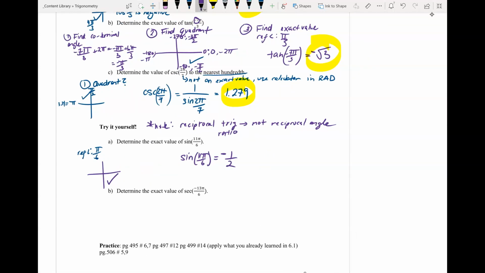You also probably want to find the coterminal angle. And we're going to add 2 pi to figure that out. So negative 13 pi over 6 plus 2 pi. This would give us negative pi over 6 after you simplify it. And that means our angle belongs in quadrant 4. That's where negative pi over 6 would be. And secant is positive there. So that means our exact value will be positive.